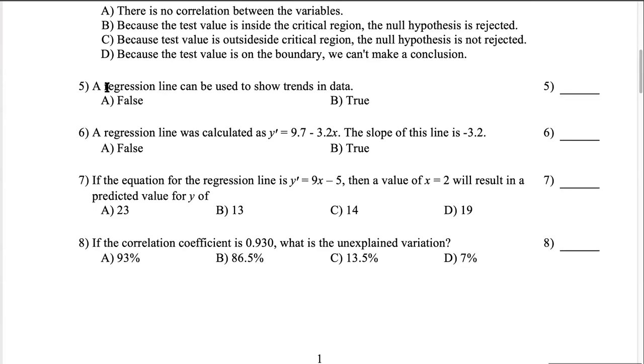Number 5, a regression line can be used to show the trends in data. That's right, that's the one we want to see, the trend. A regression line was calculated as y equal to a plus bx. B is -3.2. So in this case, we say the slope of the line is -3.2. That's right, that's the slope. What do we call this number, 9.7? That's the intercept.